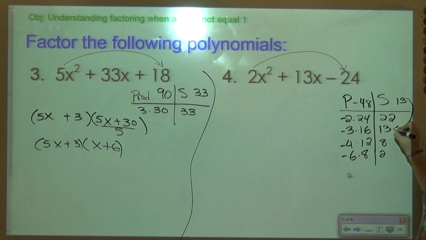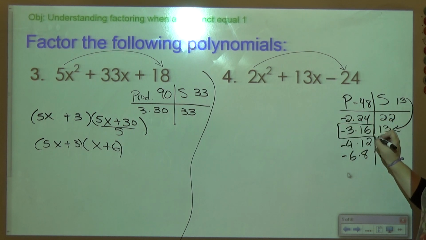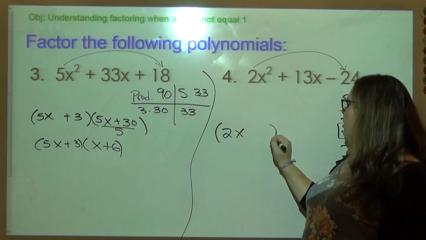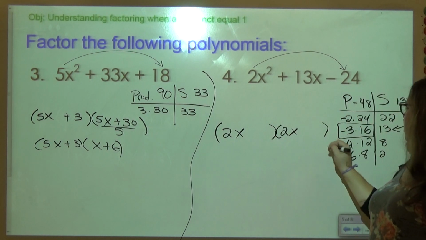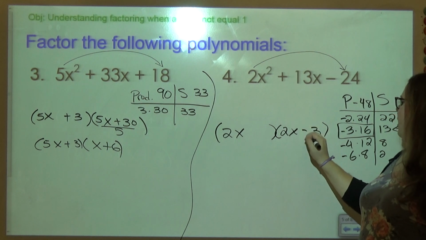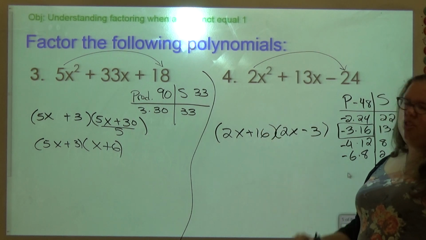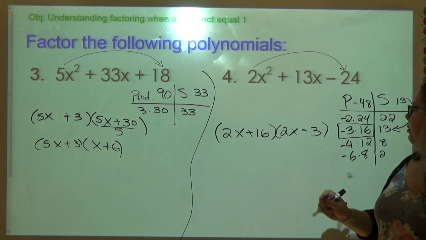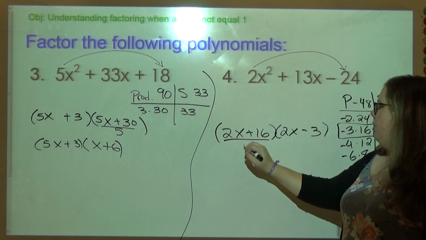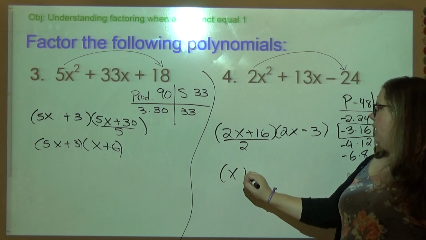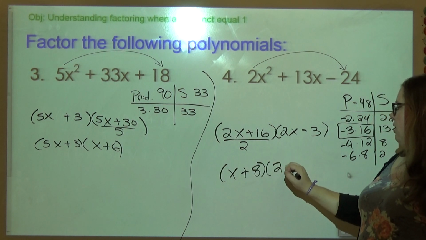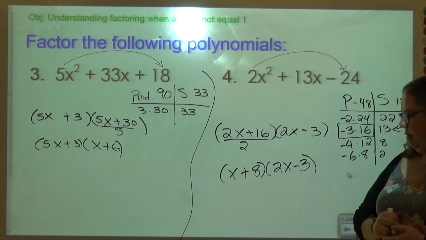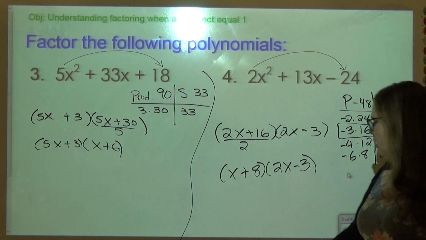So here's my 13. Again, I don't know where that 2 is going to go, so I'm going to do 2x and 2x. I'll do minus 3 and plus 16. I'll do it backwards just for fun. Look for where you have an extra 2. You can divide both of those by 2. x plus 8, 2x minus 3. And you can multiply those out to check that they're correct. It's pretty easy to do.